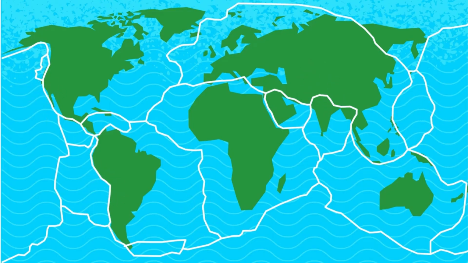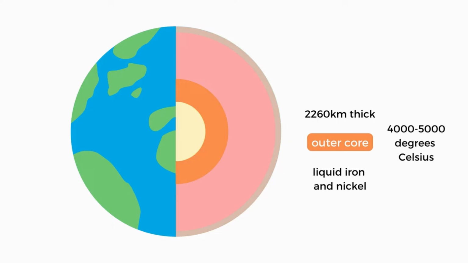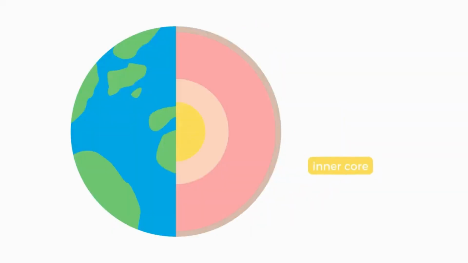Let's move on to our outer core, which is about 2,260 kilometers thick and made up of liquid iron and nickel. It reaches temperatures between 4,000 and 5,000 degrees Celsius. Because the outer core moves around the inner core, the Earth's magnetism is created.